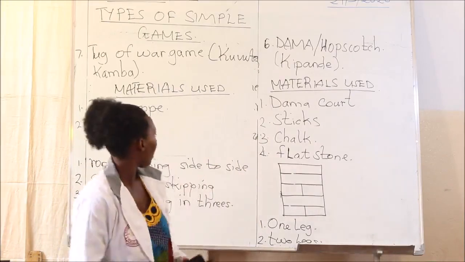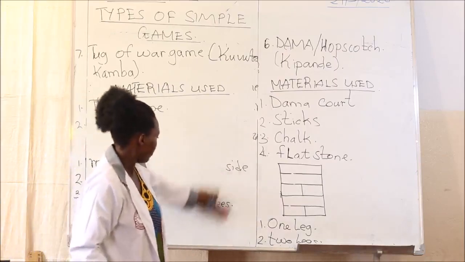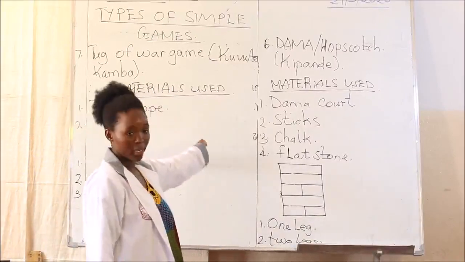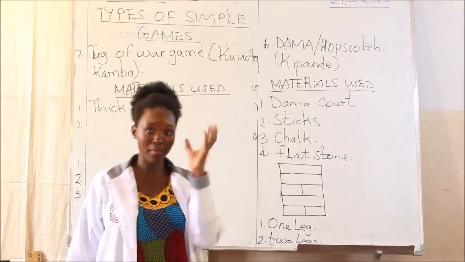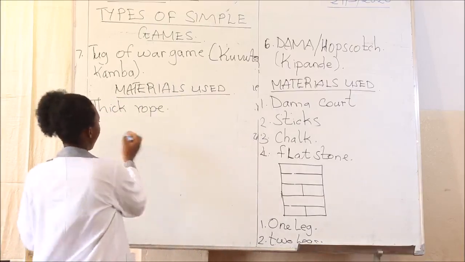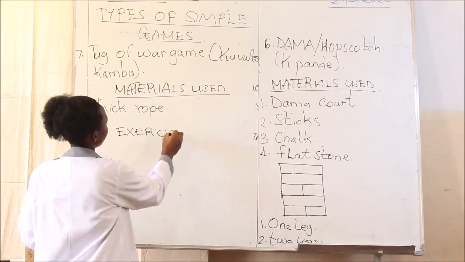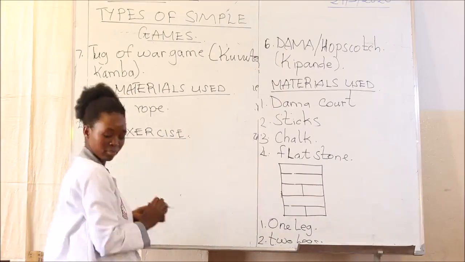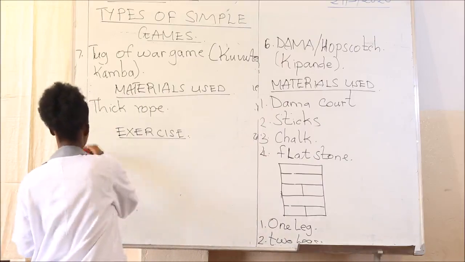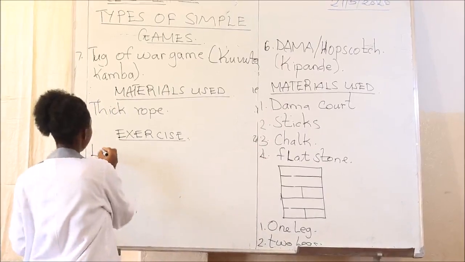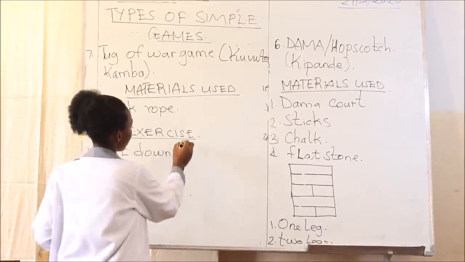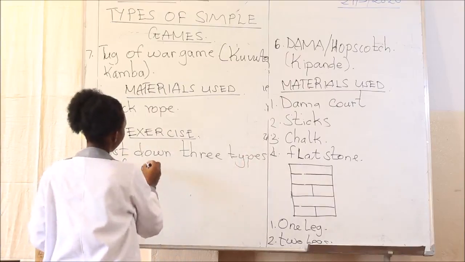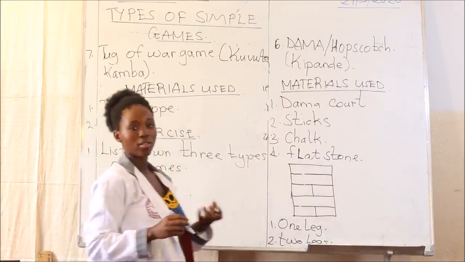Now, after number 7, these are the types of simple games. We discussed 7 types of simple games. Now, I want to give you an exercise. Number 1, list down 3 types of games.